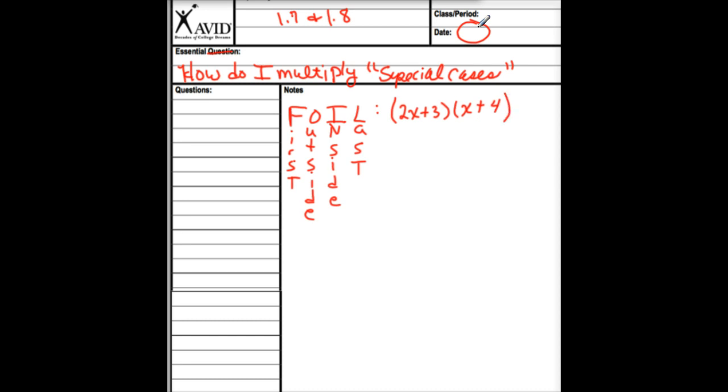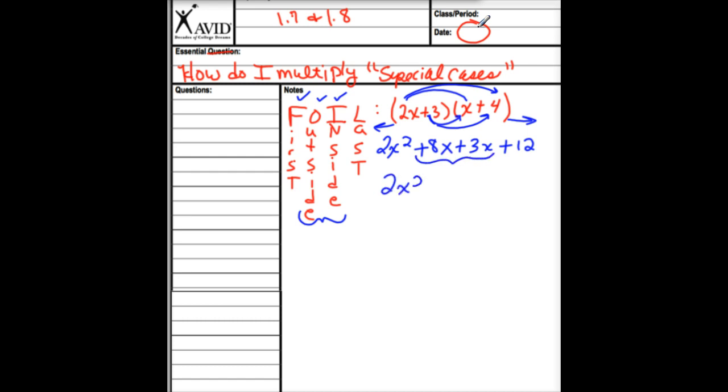I take my first terms and I multiply 2x times x, and I get 2x squared. I then go to my outside terms, which are the 2x and the 4. They're both on the outside of the polynomial, and I get an 8x for my outside terms. Then I go to the inside terms, which is a 3x. They're both squeezed on the inside, and I do 3 times x, which is 3x. And then I go to the last terms in each polynomial, which is the 3 and the 4. I multiply them to get a 12. Almost always these are like terms and they combine. 8x's and 3x's give me 11x's. And I write it down and I'm done.